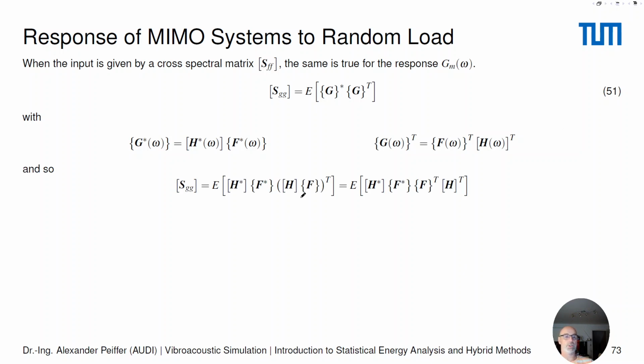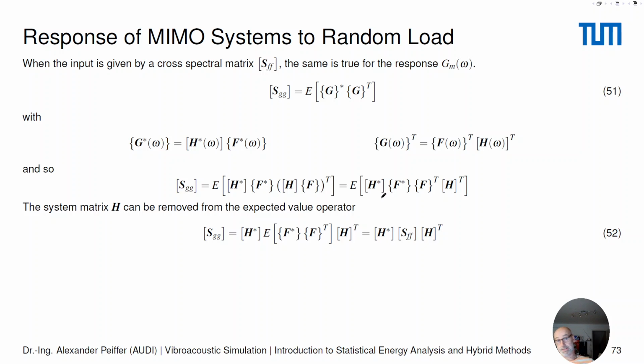So here we have also denoted this by showing the details, but however, if we enter this directly here, we will get this form. So we have the H matrices here on the outside, and we have here in the middle a term that we know. That is our cross-spectral density function, as we have also used to describe the excitation.